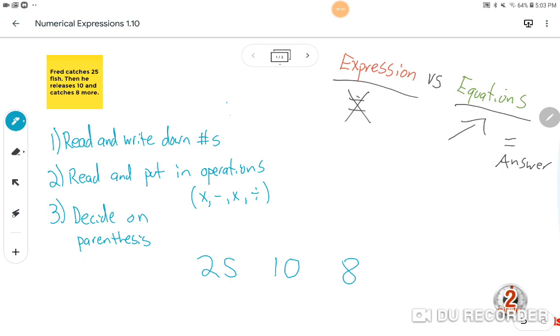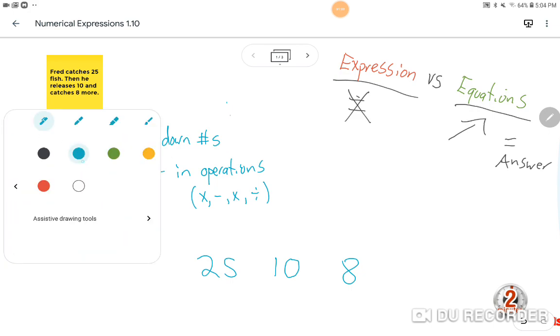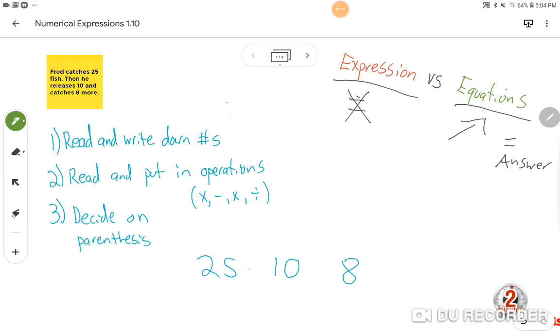Now I have to decide the operations. That's step 2. Step 2 is put in the operation. So let's reread it again and see what we should put in between. Fred catches 25 fish. So there's his 25 fish. Then he releases 10. So it means he's going to let 10 go. But then he catches 8 more.